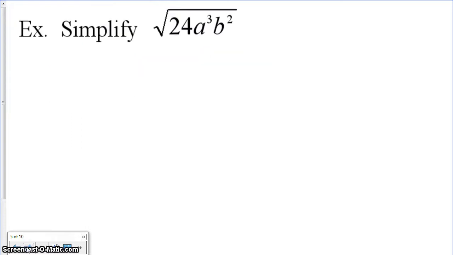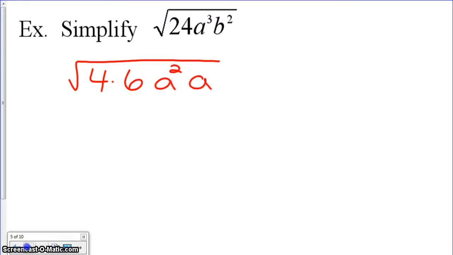Moving on, next example, we're going to simplify the square root of 24a cubed b to the 2nd. 24 is not a perfect square, so I need to separate it into my two factors, 4 and 6, because 4 is the largest perfect square factor of 24. I then have a squared times a and b squared. Now I can simplify this. A 2 comes out, an a comes out, and a b comes out.